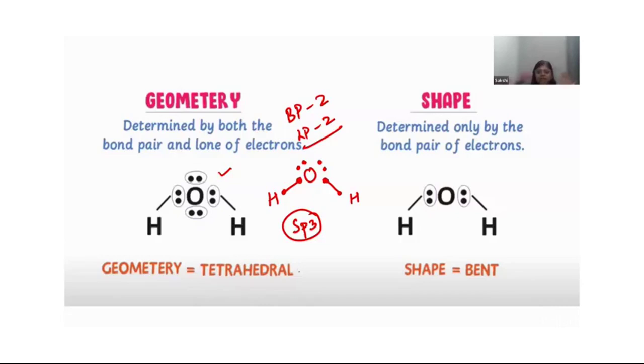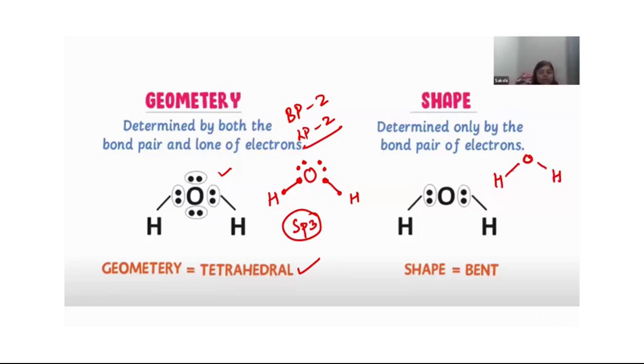So the geometry is tetrahedral. If I talk about shape, please remember the shape only considers the bond pair of electrons. So you hide the lone pair of electrons. Let me make the shape for you, right? So we hide the lone pair of electrons. You can see I am only showing the bond pair here. So here the shape is bent, right?